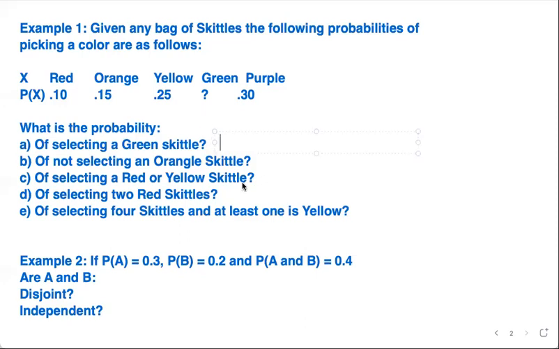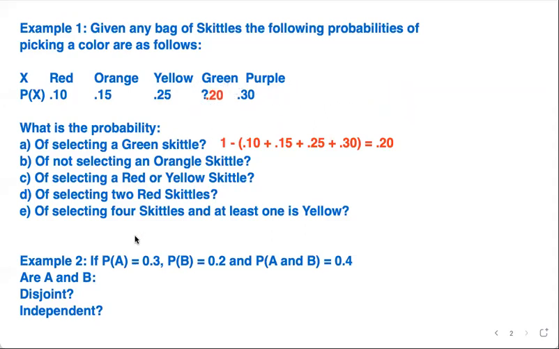Well, it's missing. It's got a question mark. So what are we going to do? We're going to know that they all add to 1. So we're going to do 1 minus the sum of all those other probabilities: 0.10 plus 0.15 plus 0.25 plus 0.30. Add those all together in parentheses. You'll get 0.80. 1 minus 0.80 is 0.20. There's about a 20% chance of pulling a green Skittle here overall.